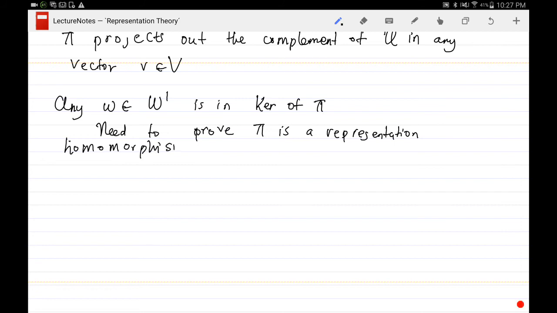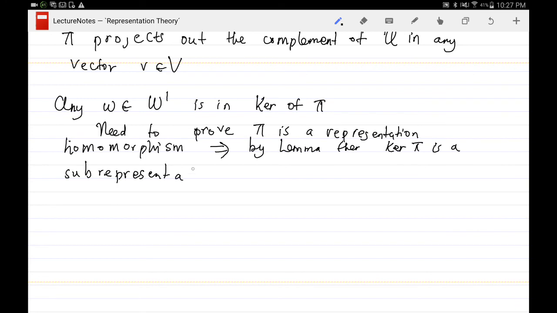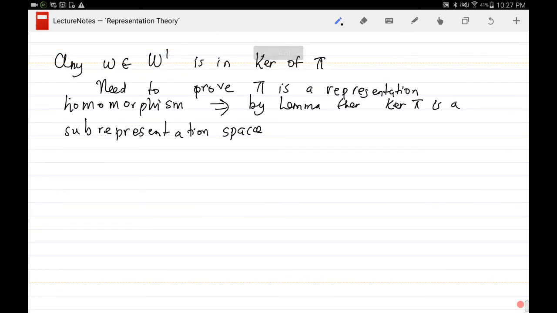Homomorphism. And then this will imply by the lemma that the kernel of pi is a sub-representation space.